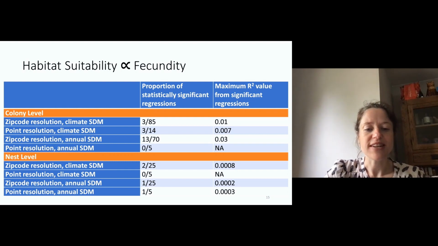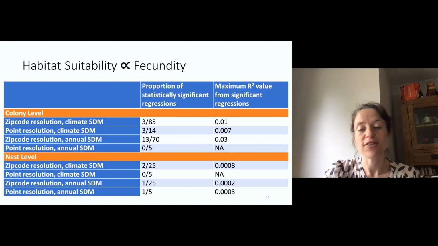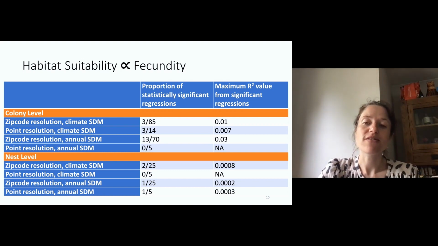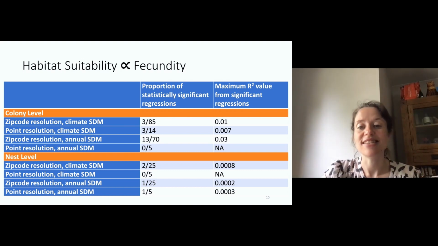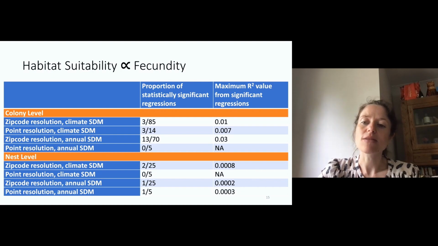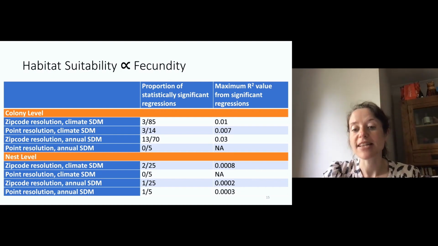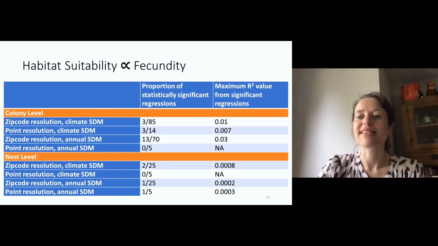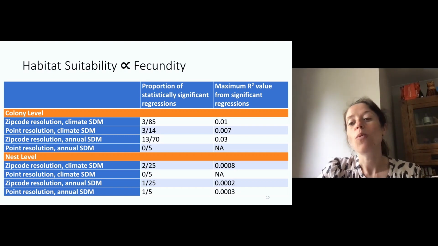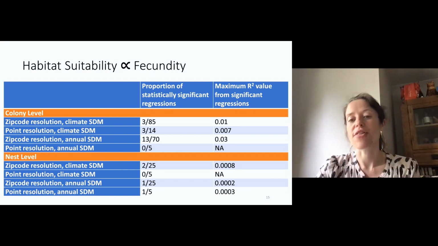These are all the different categories of fecundity metrics that we looked at. The first column is showing you the proportion of those where we found a statistically significant relationship. And the second column shows you the proportion of variation which was explained by those statistically significant relationships, where 1 would be a perfect relationship and 0 would be nothing.